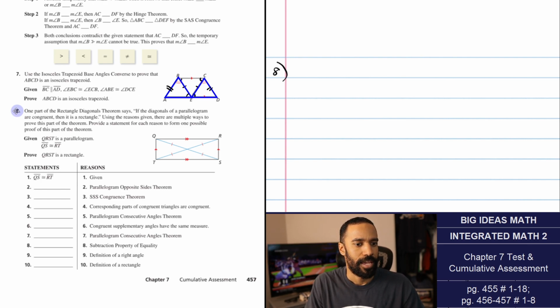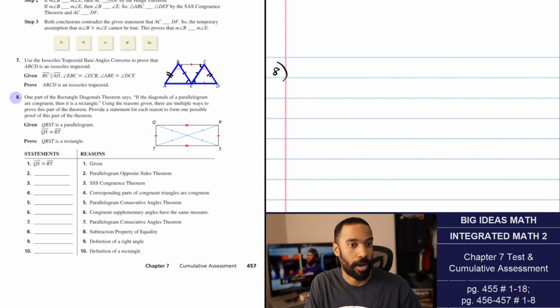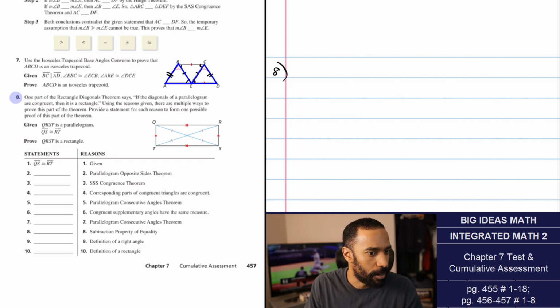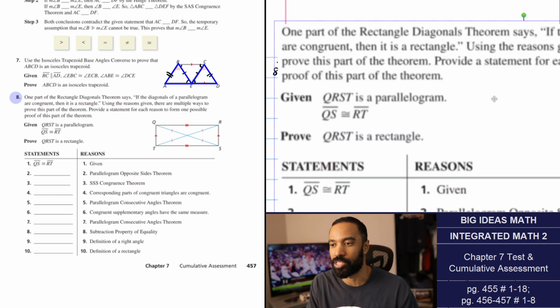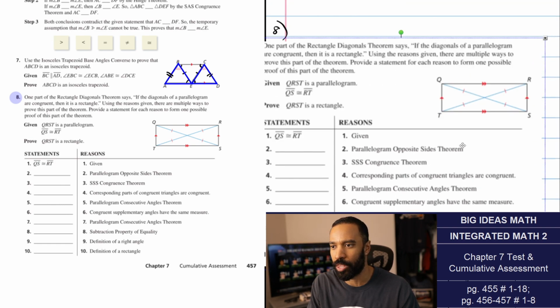Yes. Using the reasons given, there are multiple ways to prove this part of the theorem. Probably true for a lot of theorems. Provide a statement for each reason to form one possible proof. So based on the reasons, we're going to come up with what statements they're using, which is nice. They give me structure where I can work this out and not say, I wonder what they're going with.